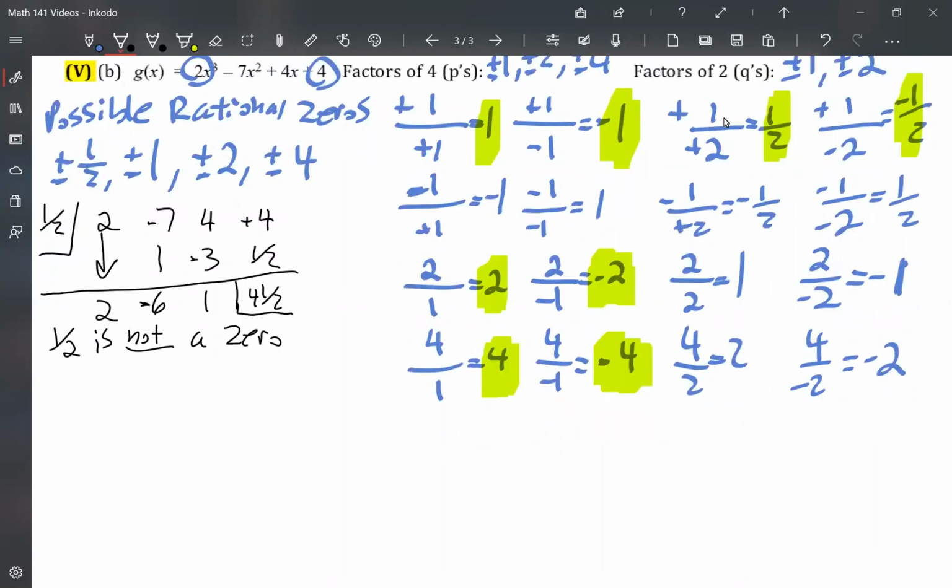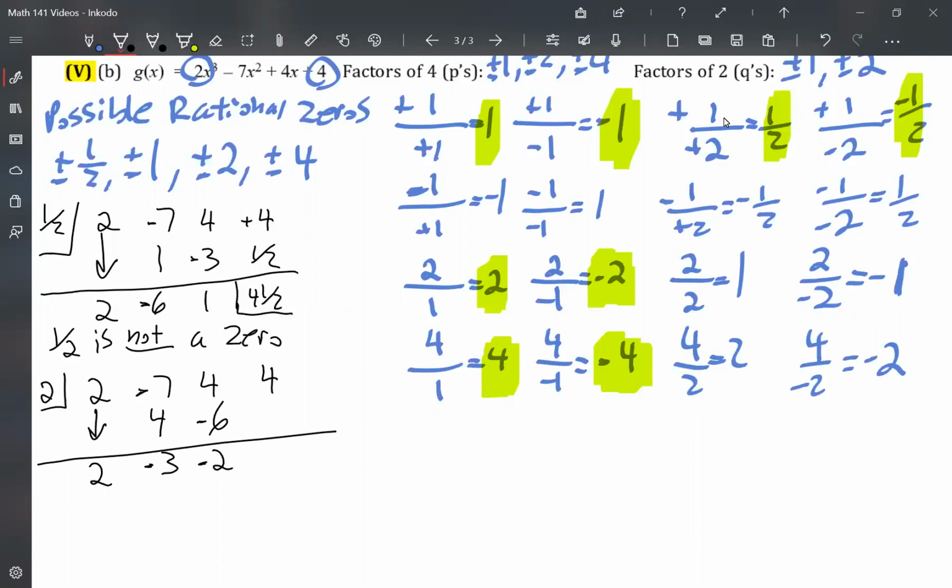I'm going to choose positive 2 in this case. So we choose 2, again put the coefficients of our polynomial, and the same process. Bring down the 2. 2 times 2 is 4. Negative 7 plus 4 is negative 3. Negative 3 times 2 is negative 6. 4 minus 6 is negative 2. And negative 2 times 2 is negative 4. Add those up and you get 0.